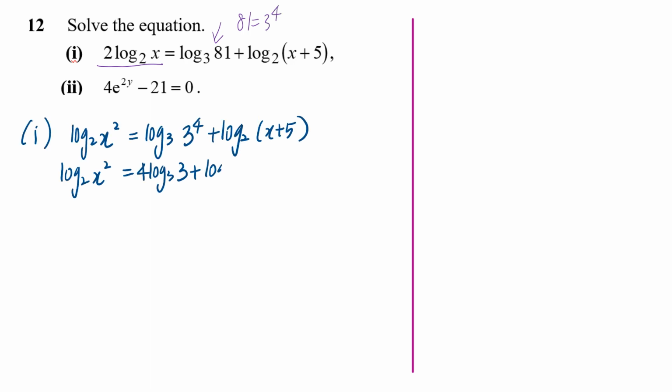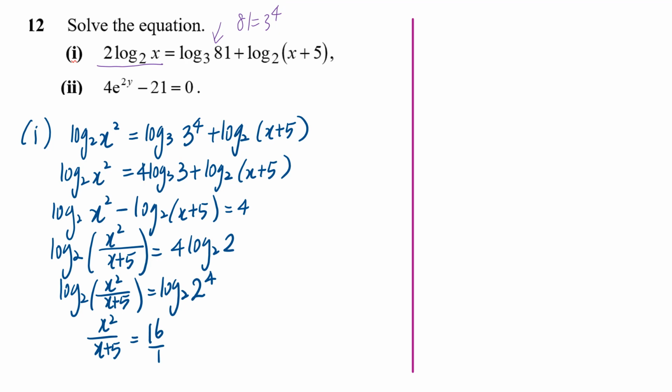Why write it as 3 to the power 4? Okay, you write it as 3 to the power 4 so that you can apply the power law. And then log 3 base 3 is 1. Okay, and I bring this over to the other side to combine it with this so that I can apply the quotient law.